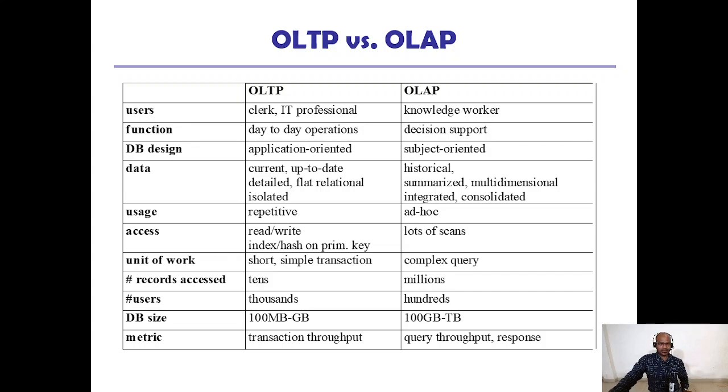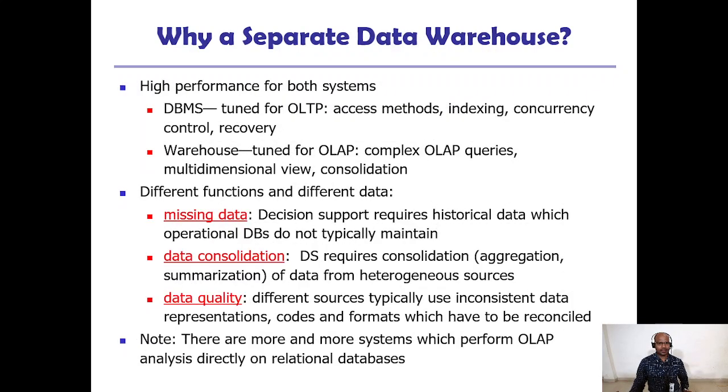And metrics, we measure the transaction performed on OLTP databases as a transaction throughput, whereas for OLAP databases it is a query throughput, or the response, meaning what time it is taking to give that analysis result. So these are the various differences between OLTP and OLAP databases.